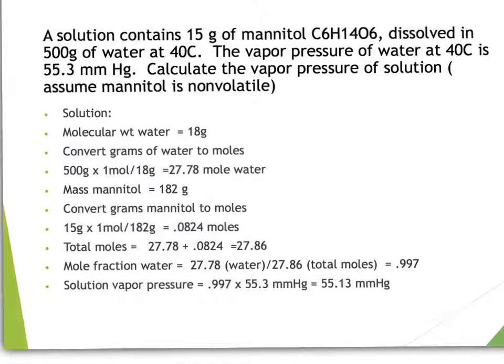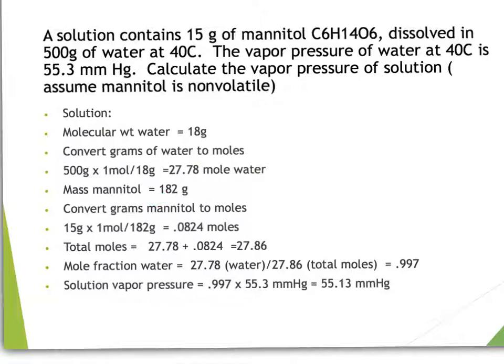is non-volatile. Now, the first thing that we're going to do is come up with the weight of water from the periodic table. So 2 hydrogens plus 1 oxygen, weighs from the table, 18 grams. We're going to convert the grams of water to moles of water. So we look in our problem and we see that we have 500 grams of water. So 500 grams times 1 mole over the weight of water from the periodic table, and we get 27.78 moles of water. The mass of mannitol, C6H14O6, from the periodic table is 182 grams.